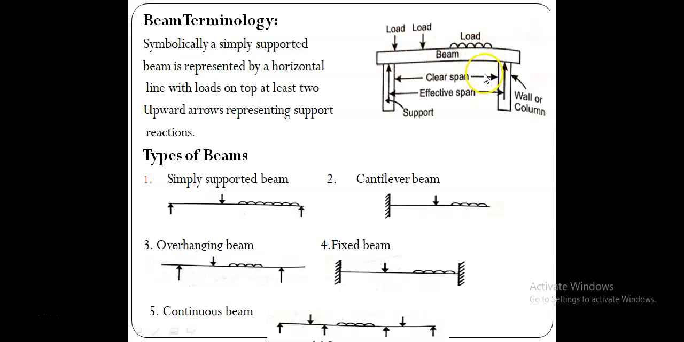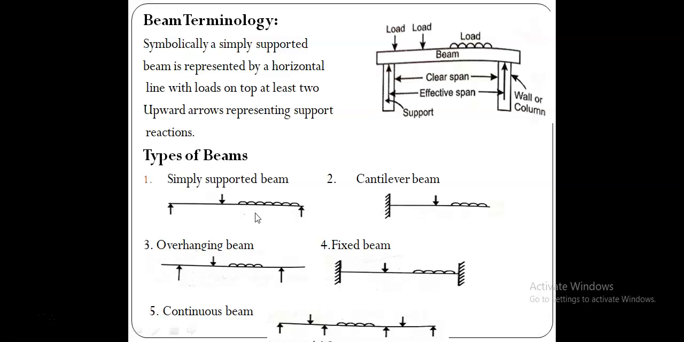Okay, so like that we can represent, and these are all the different types of load. This one may be a UDL, uniformly distributed load. These two are concentrated forces. Next, let us see the types of beams. The first one is the simply supported beam. Then the second one is the cantilever beam. The third one is the overhanging beam. The fourth one is the fixed beam, and the fifth one is the continuous beam.